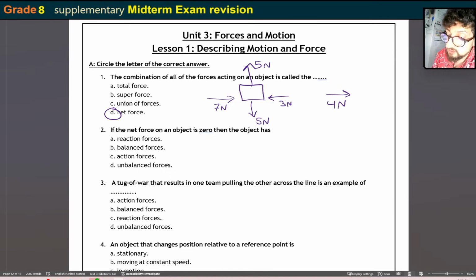If the net force on an object is 0, then the object has balanced forces. And it could be that the object is either moving at constant speed, or it could be that the object is not moving at all.